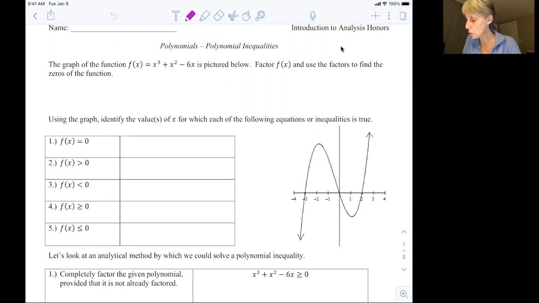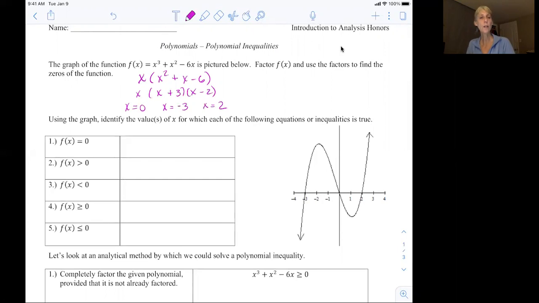If we want to factor x cubed plus x squared minus 6x, I see I have an x in each term, so I'm going to factor that out and then break this up. I need two numbers that multiply to -6 and combine to give me +1: x plus 3, x minus 2. The zeros of this function, if we set each factor equal to 0, are x equals 0, x equals -3, and x equals 2.